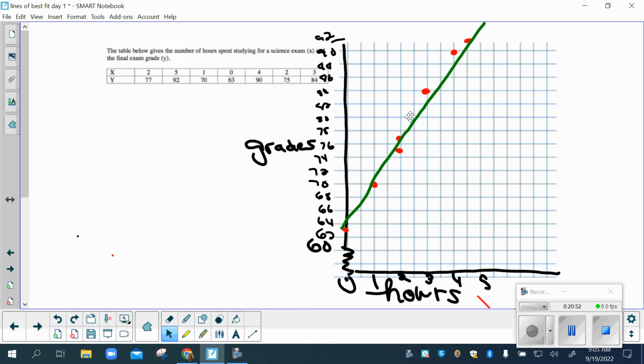Like maybe like that? Does that look okay? Yeah? Does that look pretty much in the middle? So now what I'm going to do is look at that and find 2 points on that line. 2 good points. They can either be data points, but they don't have to be. So I'm going to show you the ones that I'm going to use.